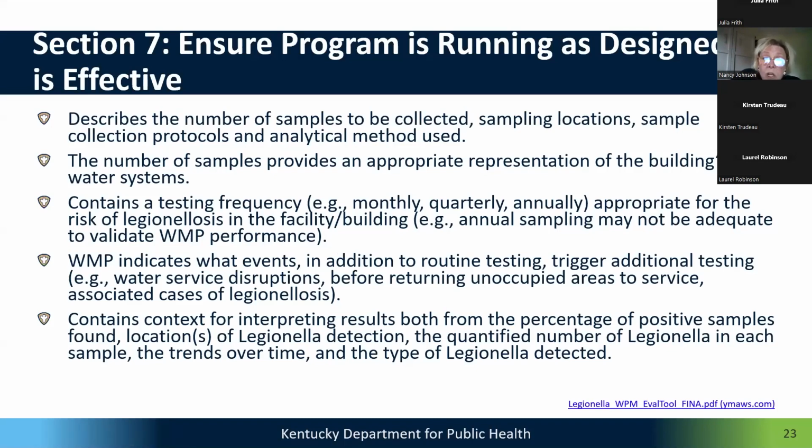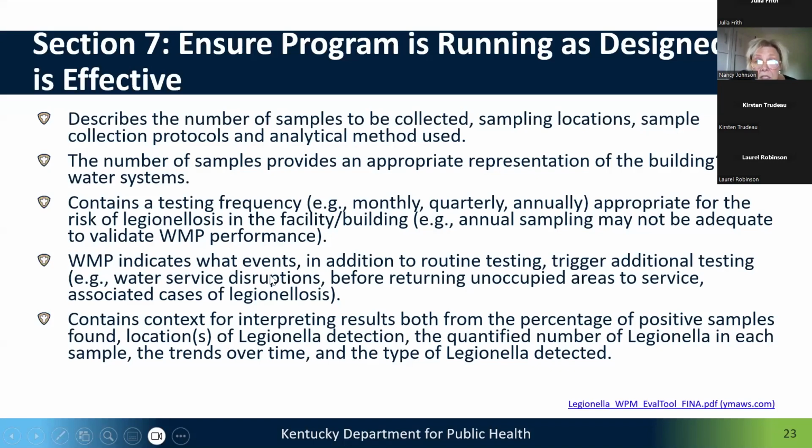How do you want it sampled? Who's going to do the analysis? You think about that ahead of time. Understand what CDC recommends. Understand what the AIHA recommendations say for doing testing so that when you get your results back, it's what you asked for and not just what somebody thought was a good idea. There should be a testing frequency that's appropriate for the risk of Legionellosis in your facility. Maybe annual sampling isn't enough. You want to make sure that your water management plan is working.